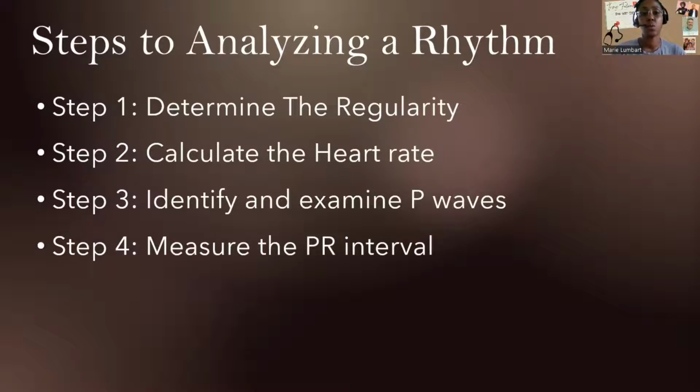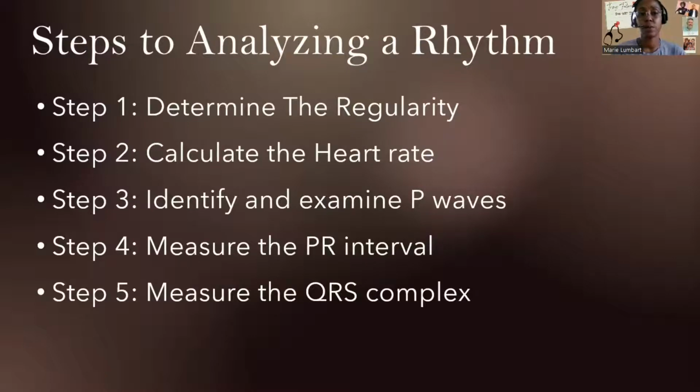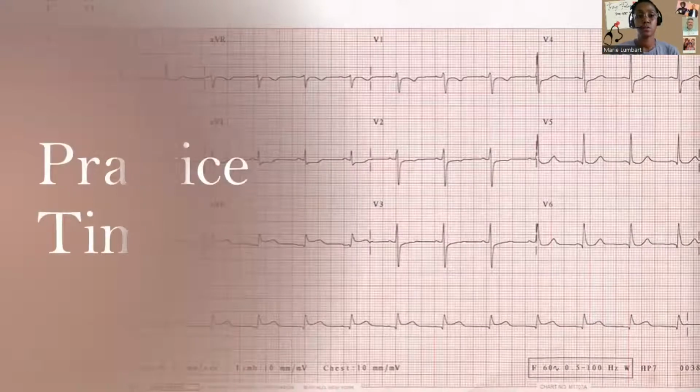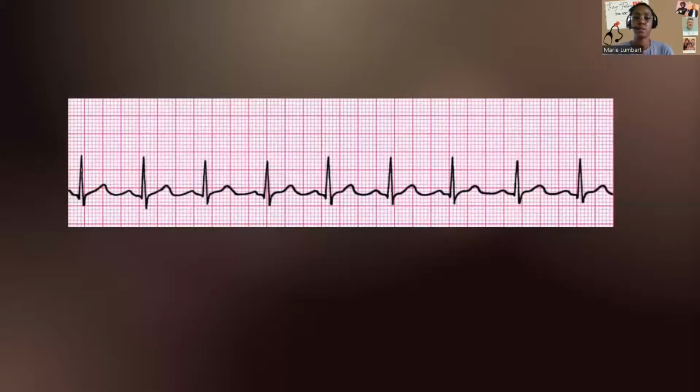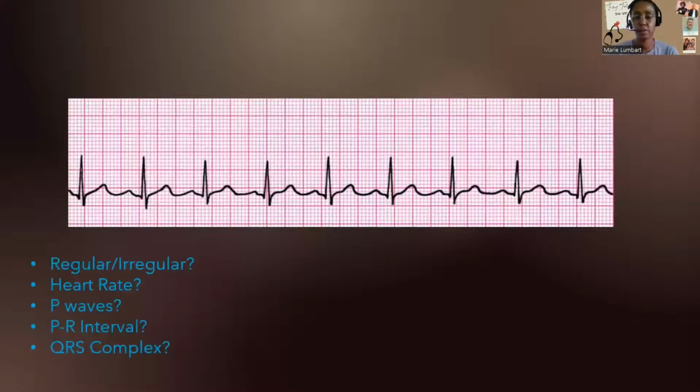Step 4, we want to measure the PR interval. And step 5, we want to measure the QRS complex. So let's practice. Here is our first rhythm. Remember the steps. So we want to determine if this rhythm is regular. How we do that, we're going to measure between each R to R wave. And so far, it's looking regular.